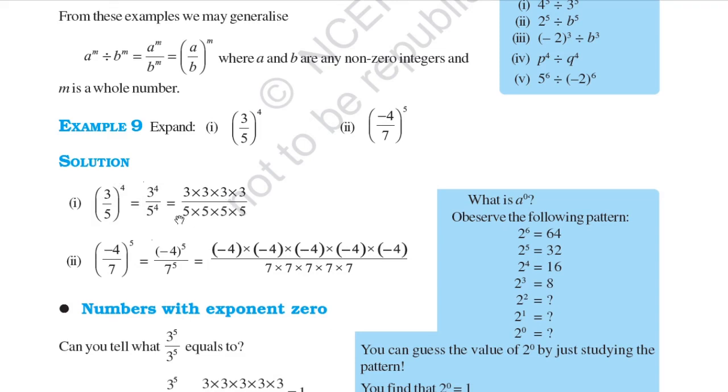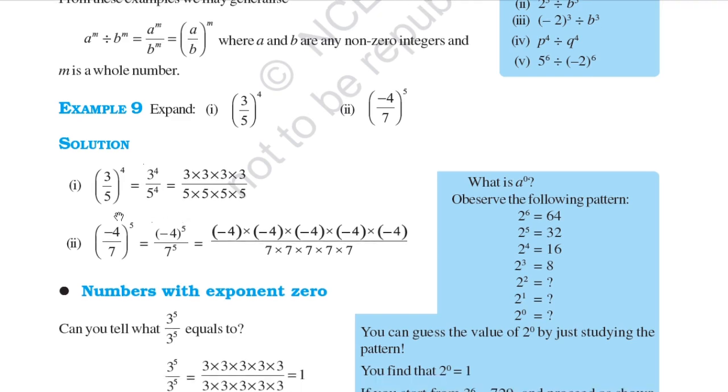Similarly here also, (minus 4 by 7) to the whole power 5. When you remove the bracket, it will be individually minus 4 to the power 5 and 7 to the power 5. So you can see 4 five times multiplied and 7 five times multiplied.